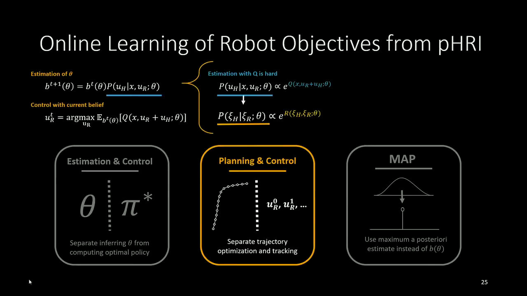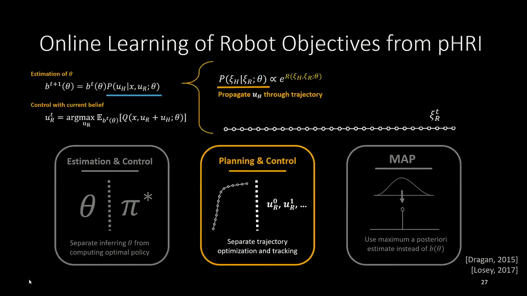So now we're saying, what is the probability of a human's preferred trajectory given the robot's current trajectory and our reward parameter theta? This only requires us to compute the cumulative reward across the trajectory, which is a lot more feasible in real time. However, the question becomes, the person is giving you an interaction force, not a full trajectory. So what is this psi h, this human's preferred trajectory?